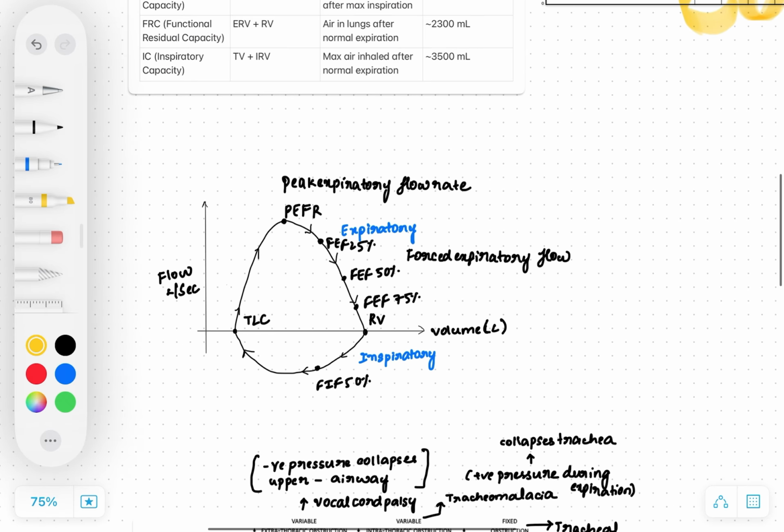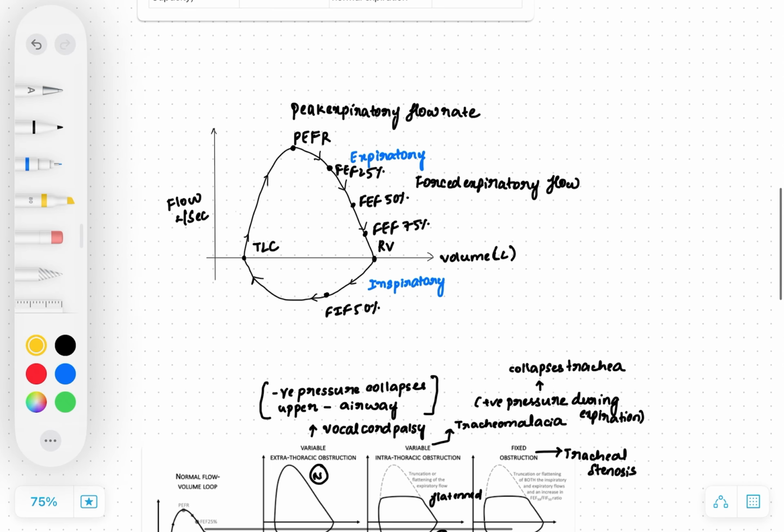So coming to the flow volume loops, this is most important because whenever we do a lung function test, that is respiratory function, we will do spirometry. Then we will see a curve like this. This is the starting point of expiration, and this is the starting point of inspiration. Whenever a person starts to expire, the lungs will be completely filled. So the capacity here is total lung capacity.